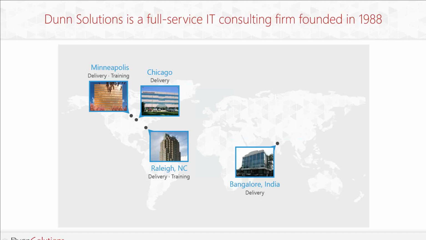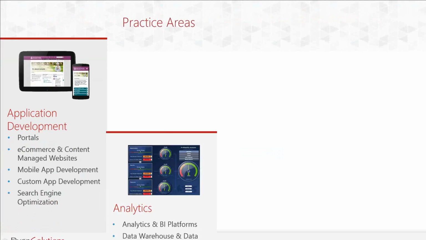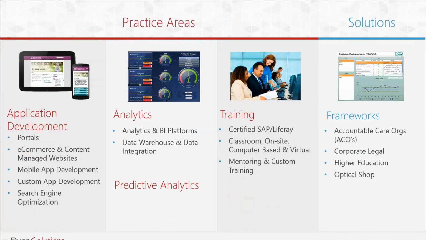Dunn Solutions has a long history of delivering innovative business technology solutions. We are headquartered just outside of Chicago and have offices in Minneapolis, Raleigh, and Bangalore, India. Our offerings fall into two practice areas. Our application development solutions feature portals, e-commerce, and content-managed websites, mobile application development, and custom application development. Our analytics solutions feature analytics and BI platforms, as well as data warehousing and data integration, along with predictive analytics. We are authorized SAP, Liferay, and Microsoft training providers and offer classroom, virtual, private, and custom options.